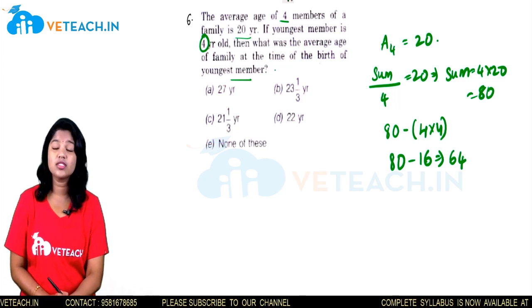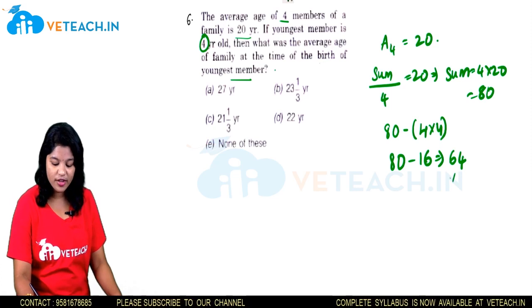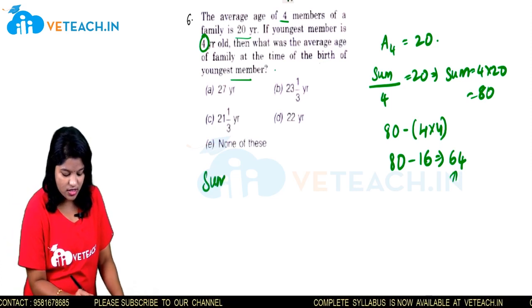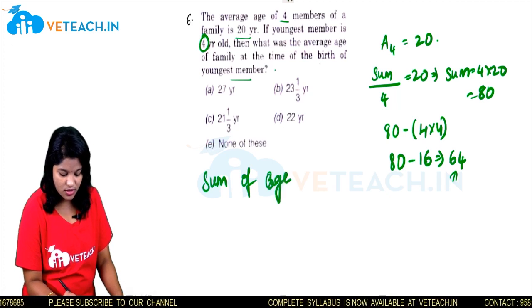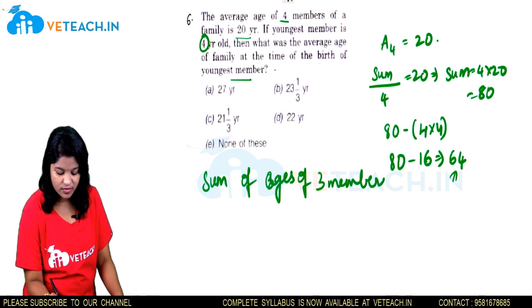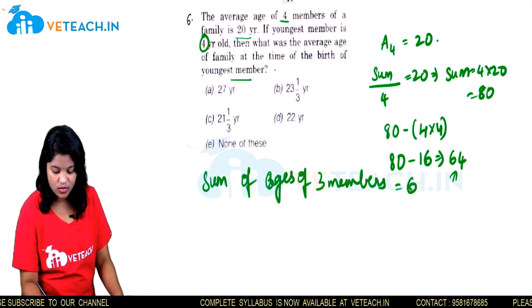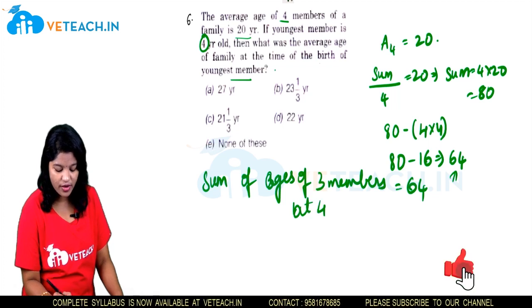Now this is the sum of all the family members, that is the remaining 3 members 4 years back. So it is nothing but the sum of ages of 3 members is equal to 64 when it is at 4 years ago.